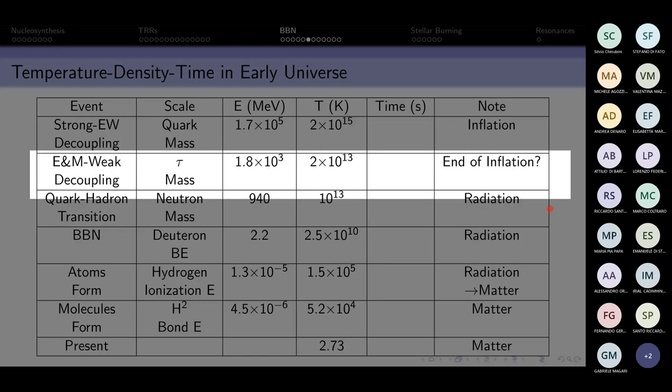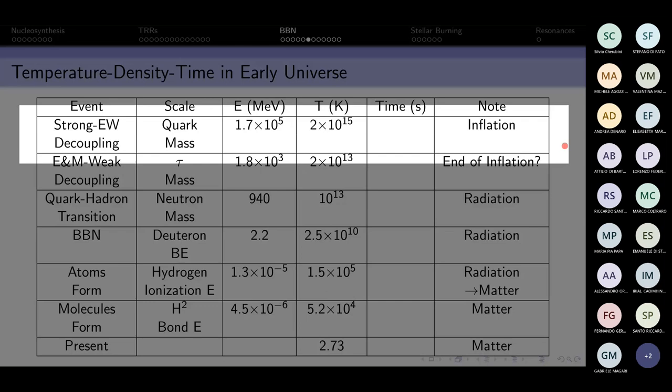What order of magnitude does CERN produce? Good question. CERN will go way up here. CERN has energies of TeV, trillion electron volts. So even one order of magnitude more than this, and probably even a little higher, I think.